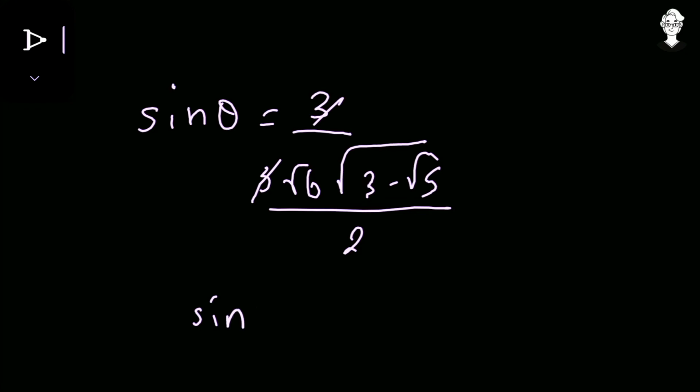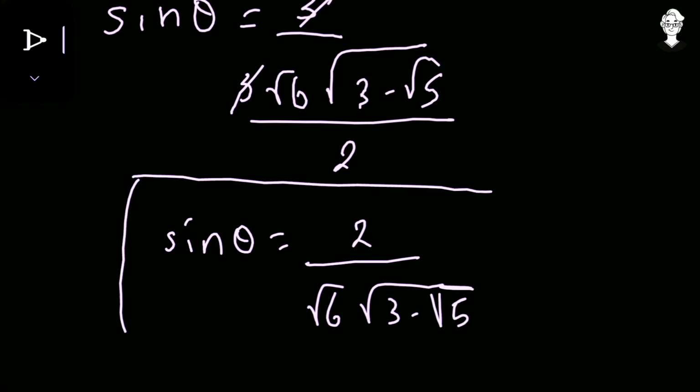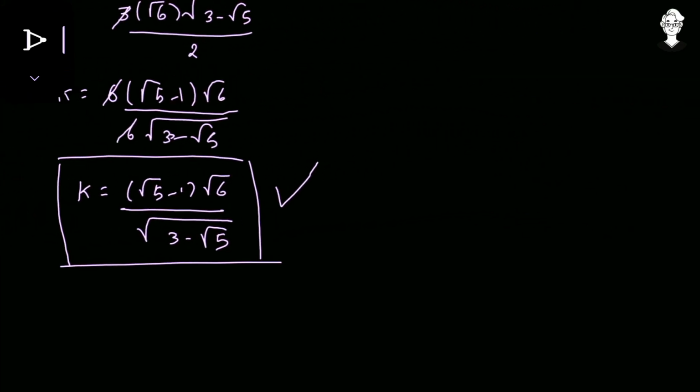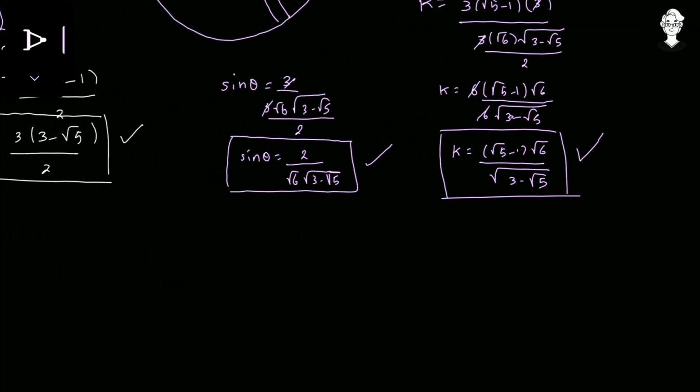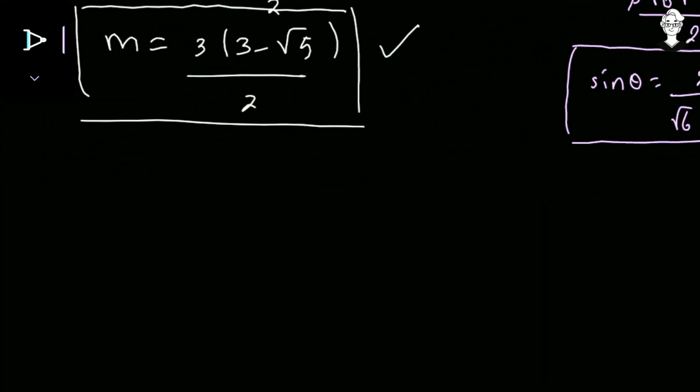So we have that sine theta is 2 upon square root of 6 into square root of 3 minus square root of 5. Let it be clear. Yes, this is the value of sine theta. So all the requirements are fulfilled. We have the value of sine theta, we have the value of k, and the value of 2 times a we already have. So we can just have the solution for the area of this particular triangle. So writing it over here.